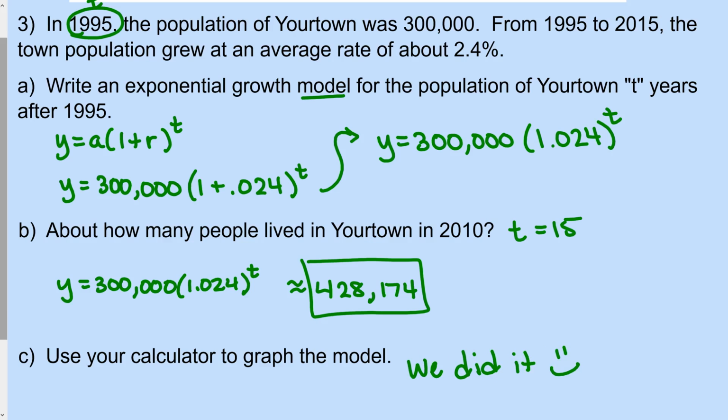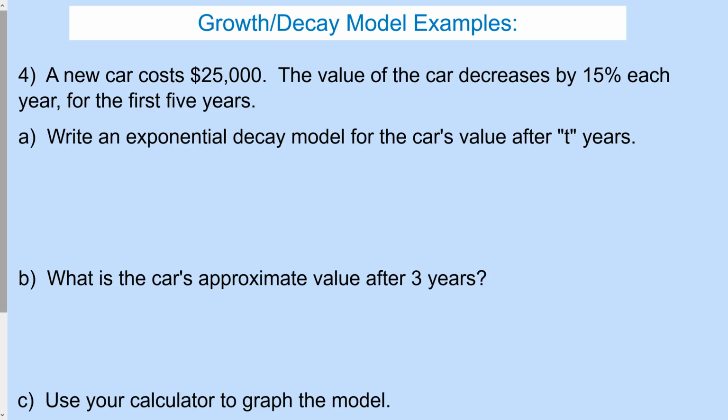All right, last one. This is an example of decay. A new car costs $25,000. The value of the car decreases by 15% each year for the first 5 years. Do you know the word for that? That's called depreciation. So appreciation, in addition to saying something nice about someone, is when a value goes up, and depreciation is when a value goes down.